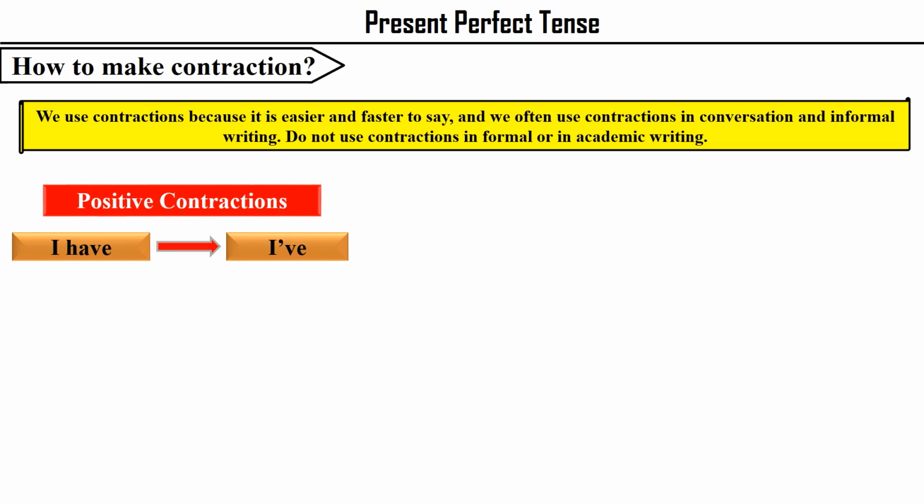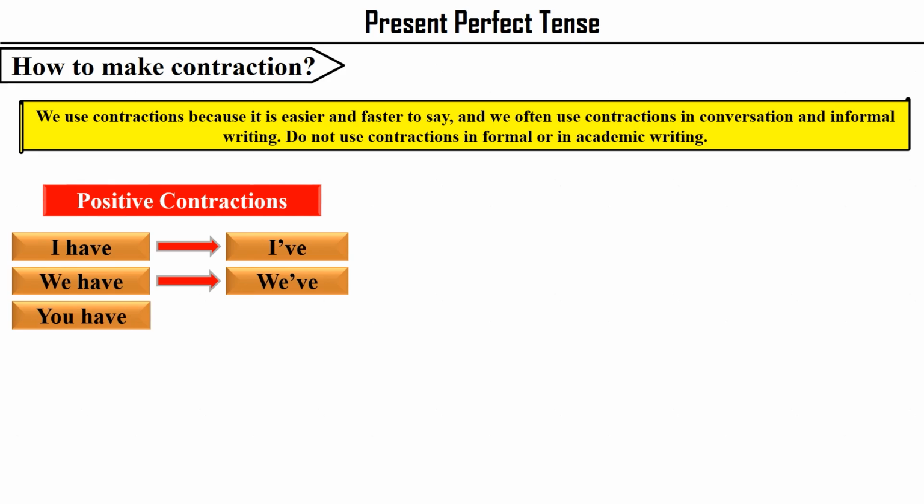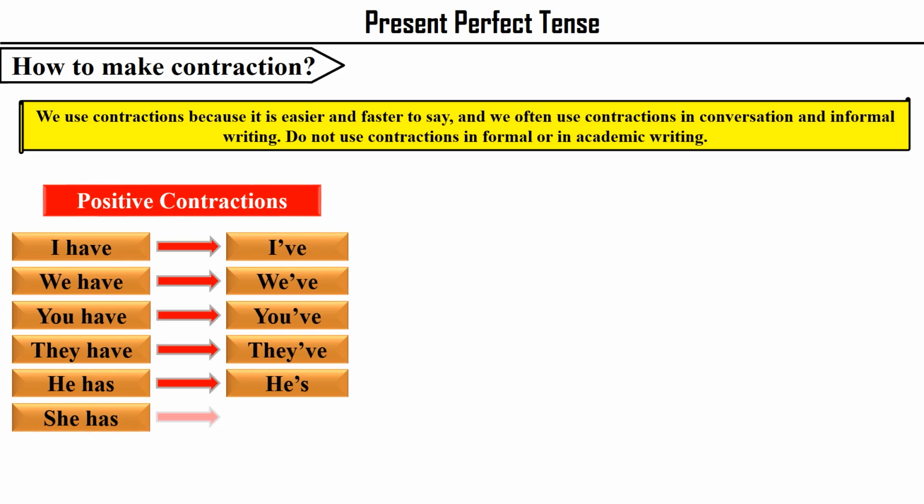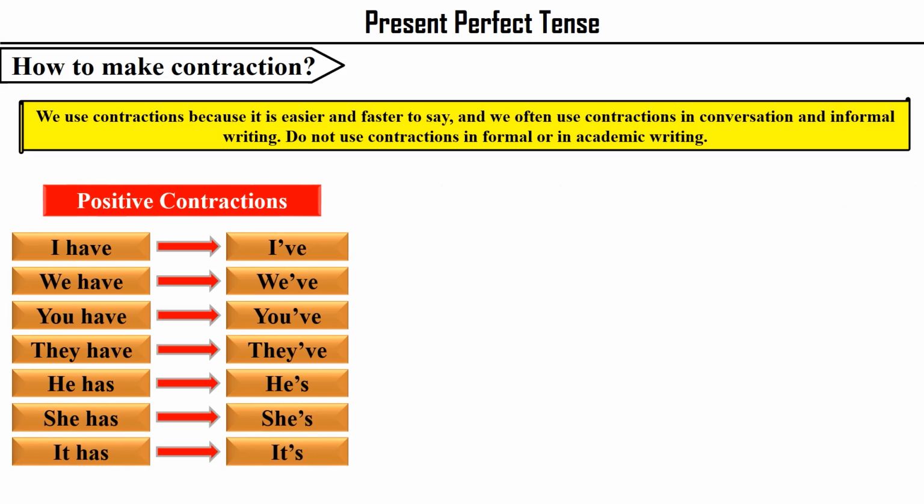How to contract? We remove or cancel the h and a, and then we add an apostrophe and then we join them. I have becomes I've. We have becomes we've. You have becomes you've. They have becomes they've. He has becomes he's. She has becomes she's. It has becomes it's.